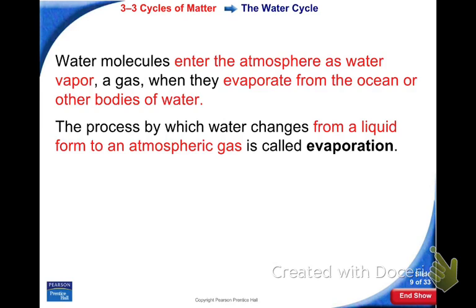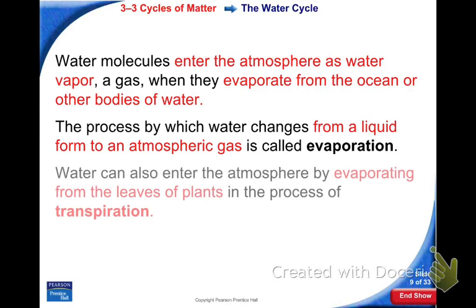Okay. So, the first process that you need to be familiar with, and I'm sure you remember what it is, is evaporation. When water goes from a liquid to a gas, that's evaporation. But it can also move from the leaves of trees into the atmosphere, and that's transpiration. So I want to make sure that you understand that there are two ways that water gets into the atmosphere: evaporation and transpiration. Do you have both of those terms in your notes? Evaporation and transpiration.